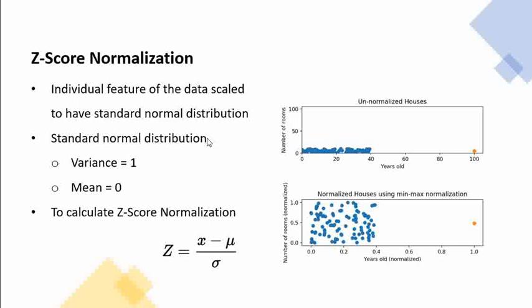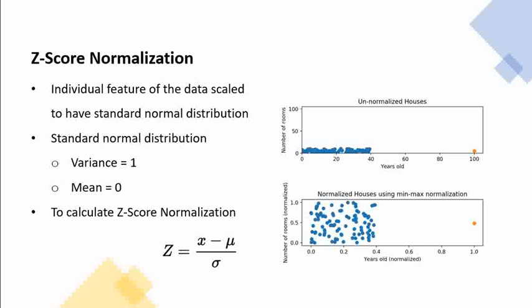So if you have a specific input x, to get the z-score normalization for that specific sample, we have to do that specific data value minus the mean, divided by the standard deviation. So that's the basic calculation that is done to bring it to a specific level. So this is z-score normalization.